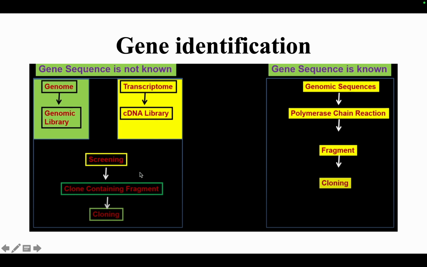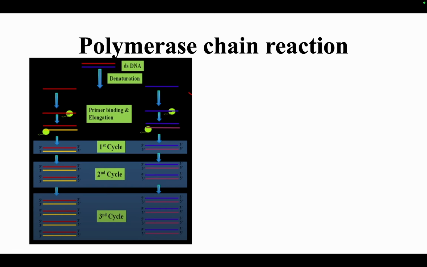So we saw how to do screening, and then how to get the clone of our interest. We have found out how to get the clone which has the fragment in it, and the final step is cloning. After getting the fragment, we have a cloning step. But how do we get this fragment, in a sequence which is known, by PCR reactions? So this is the basic concept of the PCR reaction.